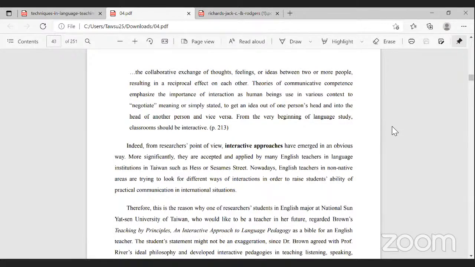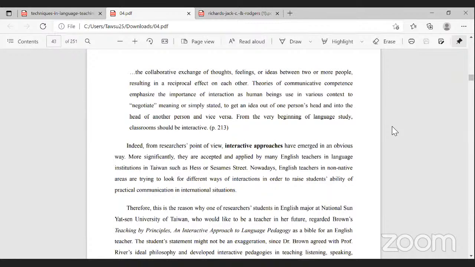So we can conclude that from a research point of view, interactive approaches have emerged in an obvious way. More significantly, they are accepted and applied by many English teachers in language institutions. For example, he takes the example of Taiwan. English teachers in non-native areas, for example Taiwan, Japan, China and other countries, are trying to look for different ways of interaction in order to raise students' ability of practical communication in international situations.